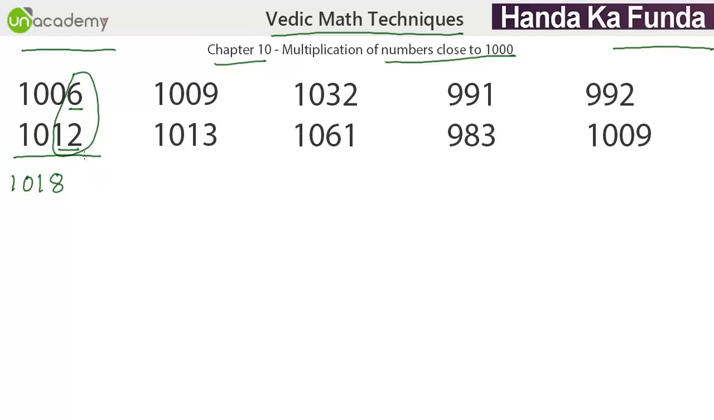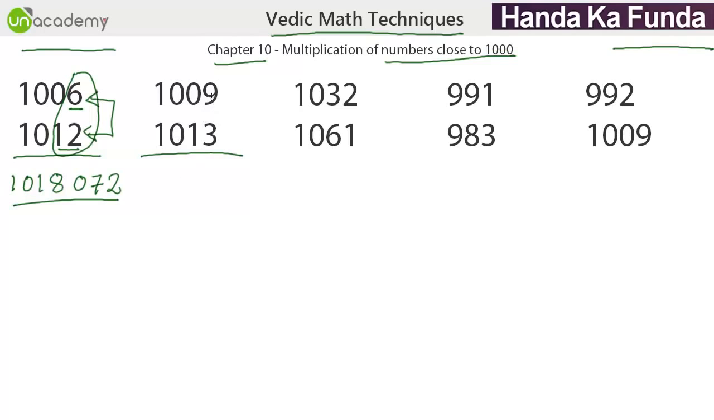And what will those 3 digits be? Those 3 digits will be formed by the product of these two distances. So how much is 6 into 12? 6 into 12 is 72. So the last 3 digits will be 072, and my answer for the product of 1006 and 1012 will be 1018072. As you can see, this is turning out to be simpler than you thought. Well, at least I hope so.